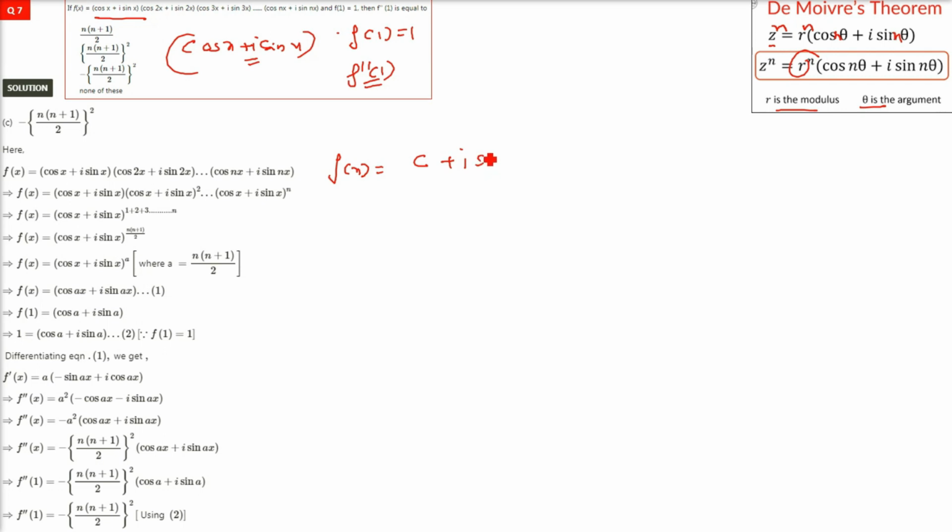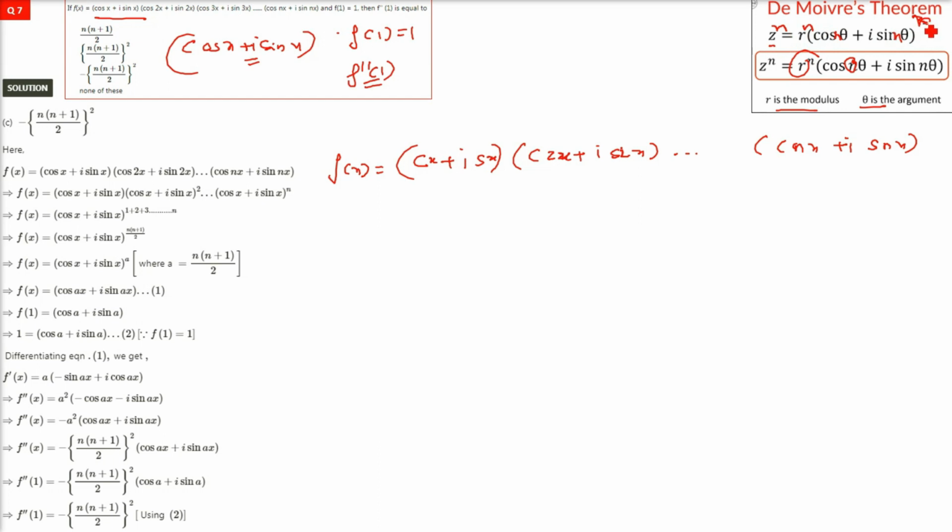f(x), I'm just writing it in short. f(x) is cos theta plus i sin theta, and then we have cos 2x plus i sin 2x. Theta and x we are using interchangeably, and the last one will be cos x plus i sin x. Since we know cos 2x plus i sin 2x, by de Moivre's theorem, can be taken as the power of cos theta plus i sin theta.